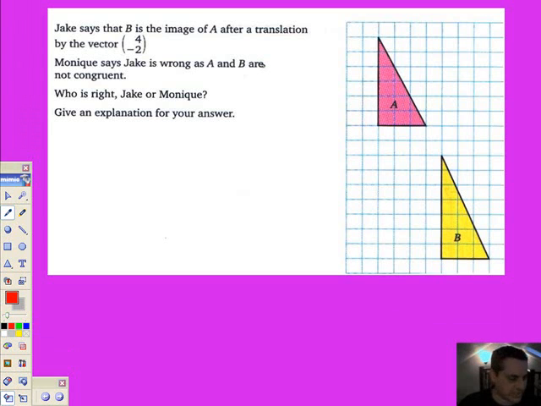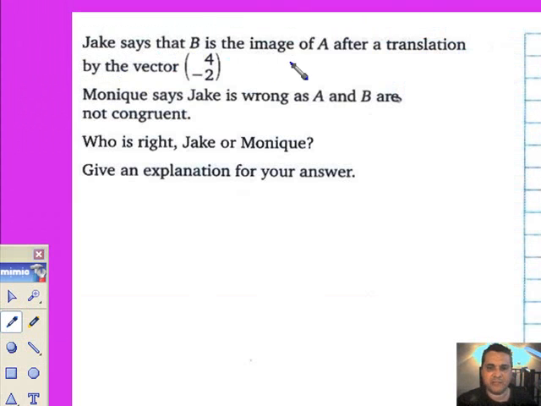And this is question 6 on page 148. I'm going to do 6 and 7 and then we'll look at the assess for sure. Now this is question 6, as I said. It says Jake says that B is the image of A after a translation by vector (4, -2). Let's just check it, shall we?